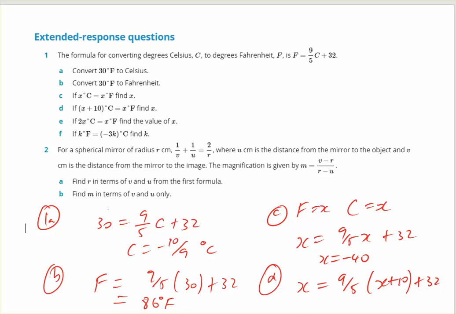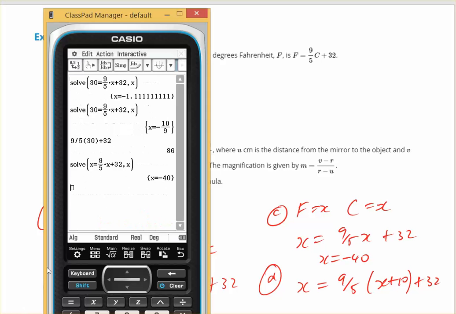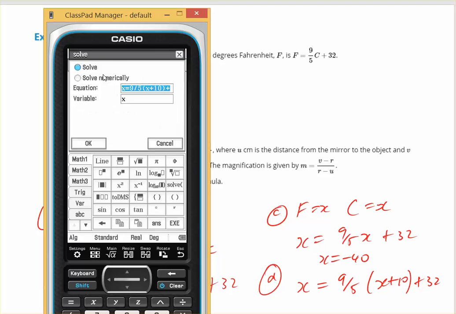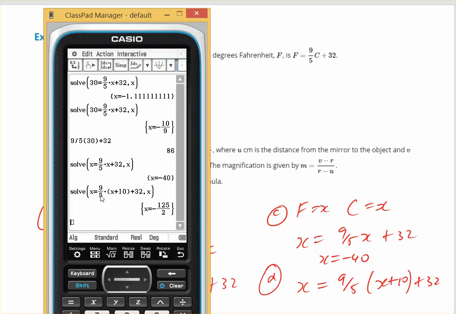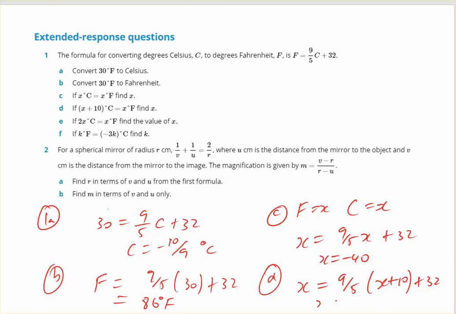So you're going x equals 9 divided by 5 times x plus 10, plus 32, and I'm going to go interactive and solve. Some of these you can actually do by hand, but I'm being lazy here, I'll just use a calculator. So x equals negative 125 on 2.